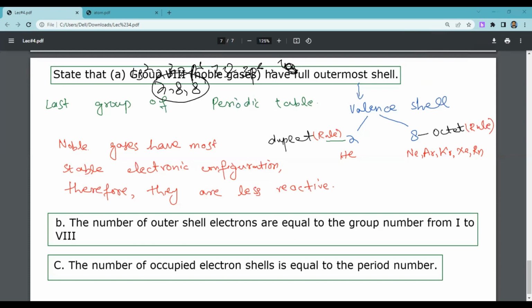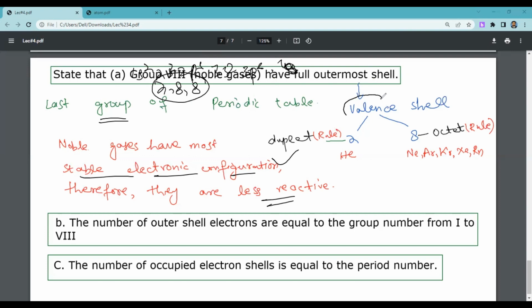Now come to our slides to discuss something. This is the last group of the periodic table. Noble gases have the most stable electronic configuration among all the elements present in the periodic table. Therefore, they are less reactive. We will discuss more of it in the periodic table, and we will also discuss the properties of noble gases.